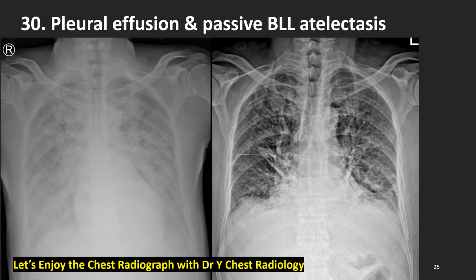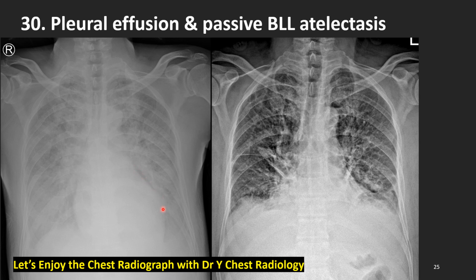How about this case of bilateral pleural effusion with both lobes' passive atelectasis and pulmonary edema? Let's check it out. Edema. Everywhere edema in the erect film. Subsegmental atelectasis with both lobes' passive atelectasis and bilateral pleural effusion. What happened when he's in supine view?